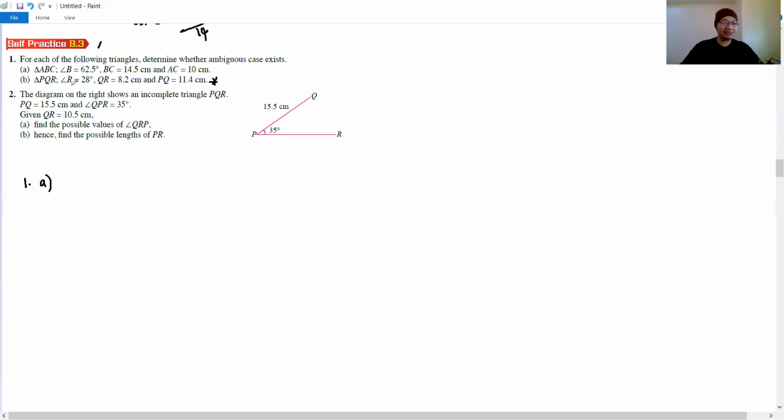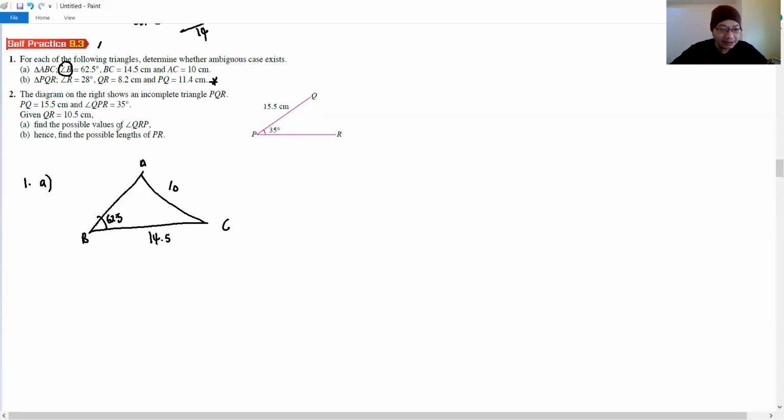So I will bring A. A, B, C, with the angle at B. Angle at B is 62.5, already acute. Settle. First rule. BC is 14.5 and AC is 10. So determine whether this has an ambiguous case or not.